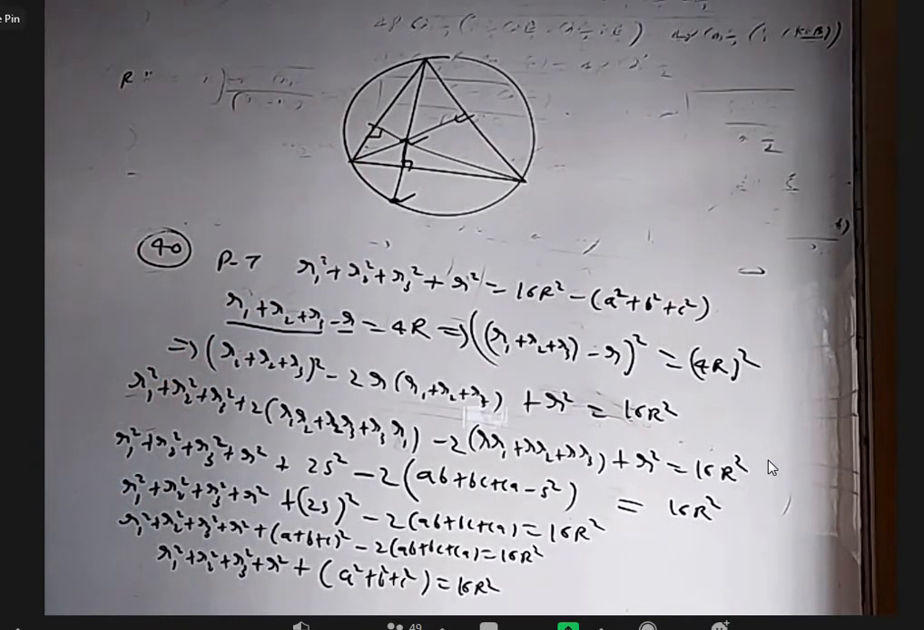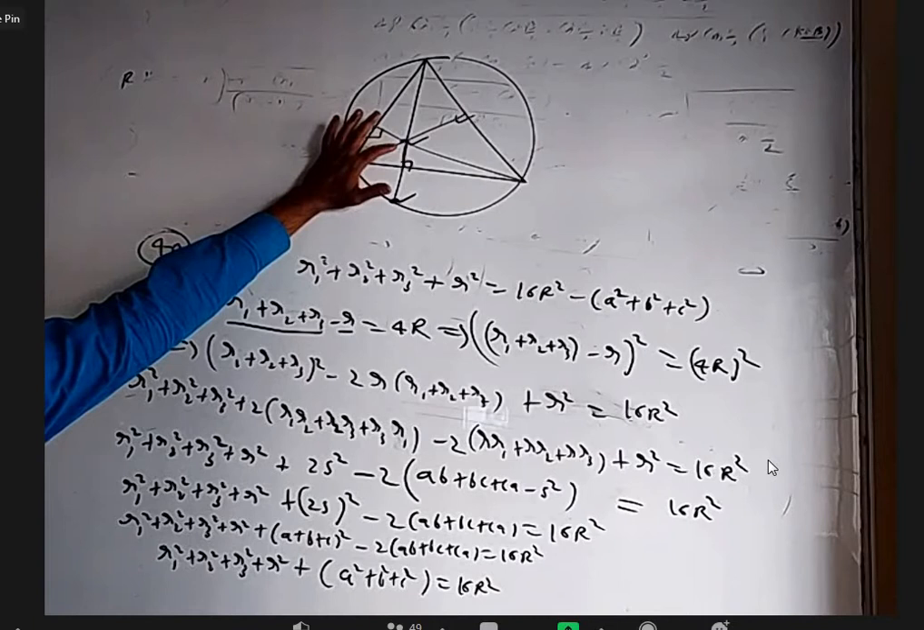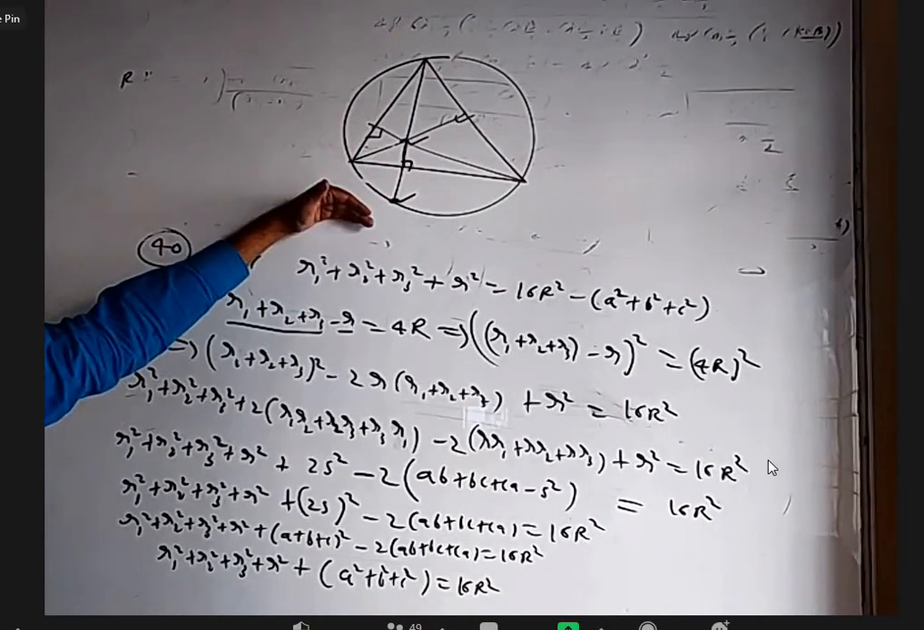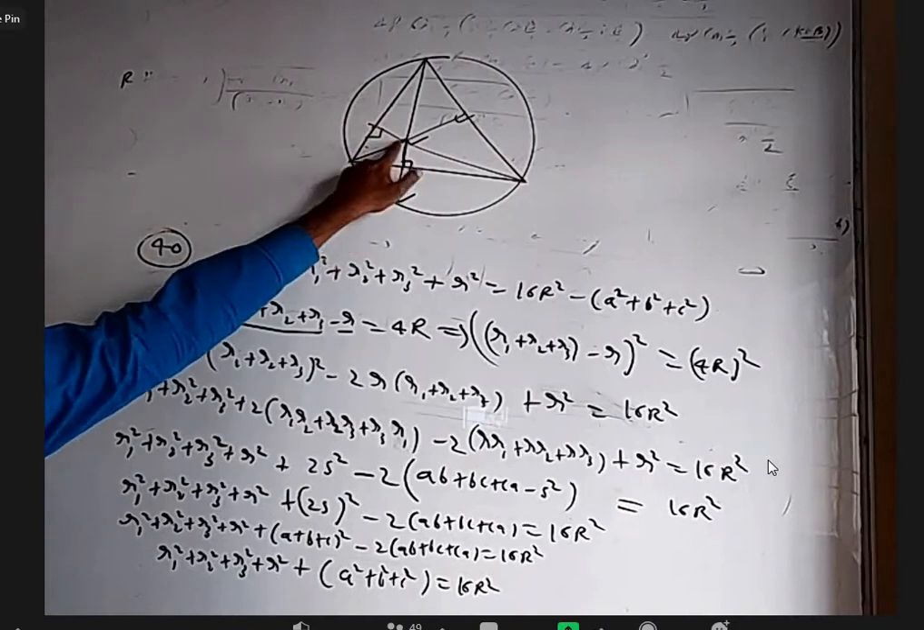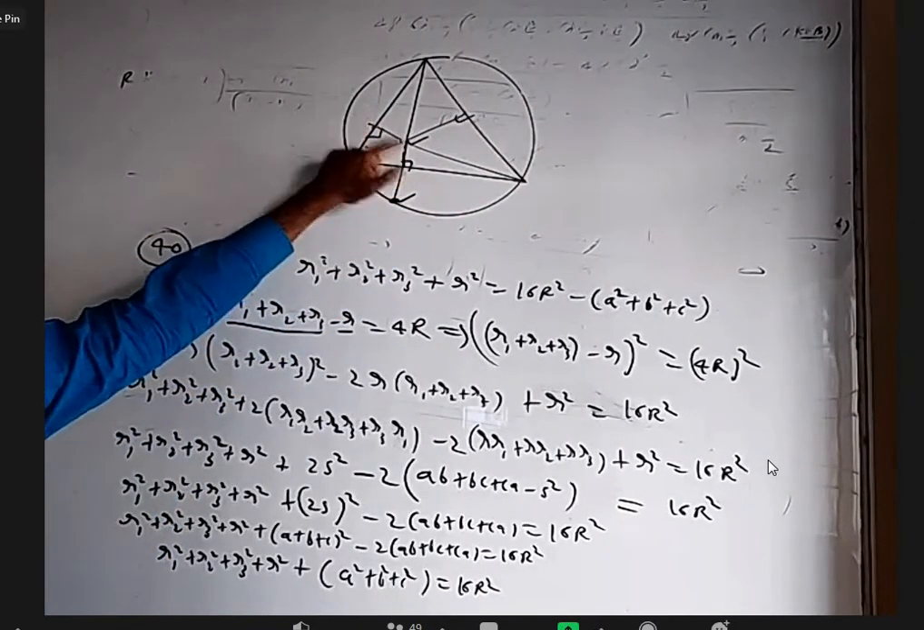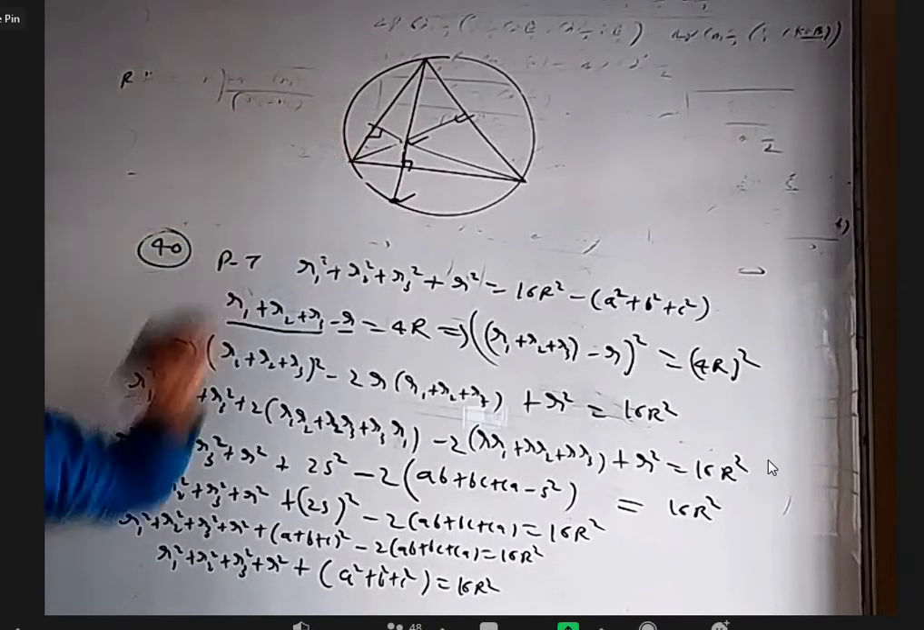What is the locus of the orthocenter of all the triangles inscribed in a circle? The image of the orthocenter with respect to any side will lie on the circumcircle. The image of this is here. The image of this with respect to this side will be here. The image of this with respect to this side will be here, but it will be on the circle for sure.